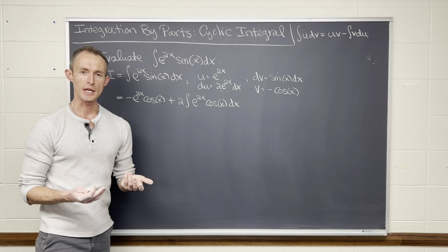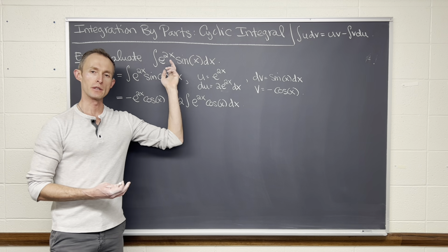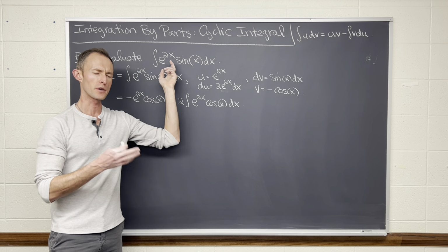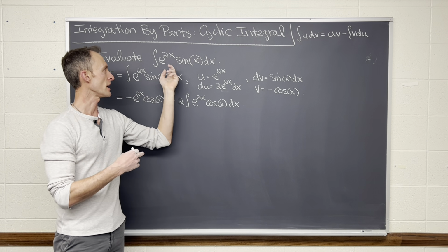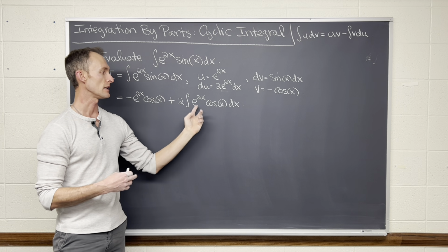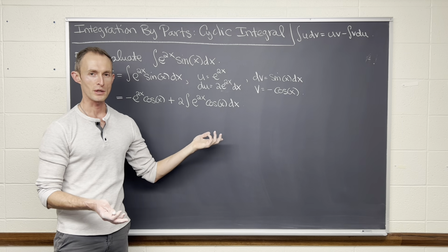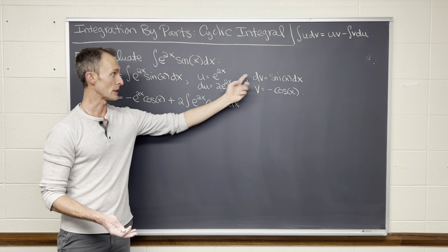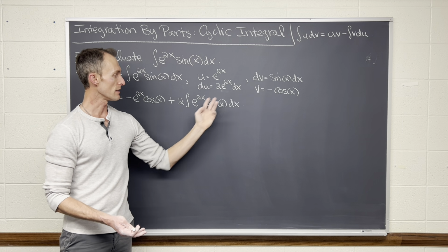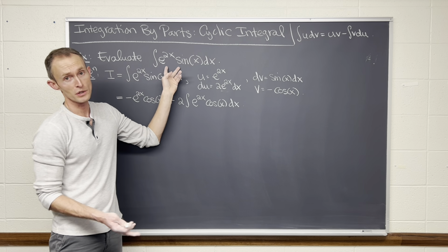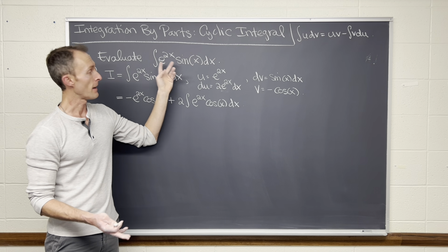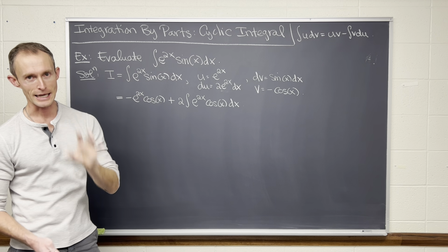Well, think about it for 2 seconds. Look, if I did one iteration of integration by parts, and I simply changed the integrand from e to the 2x sine x to e to the 2x cosine x, then it stands to reason that if I were to do integration by parts again with similar u and similar dv, then this will probably change back to my original integrand, okay? And that's why I'm labeling this thing I, and that's exactly what happens, okay?